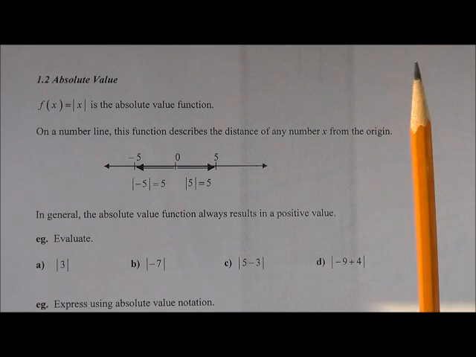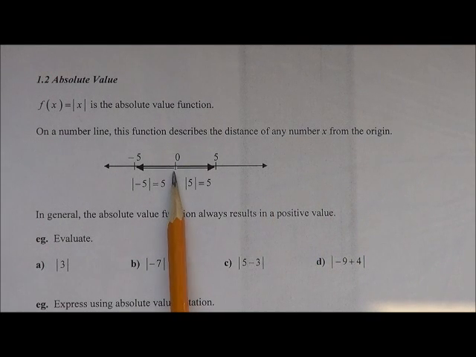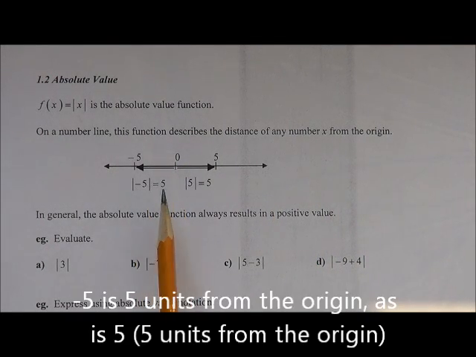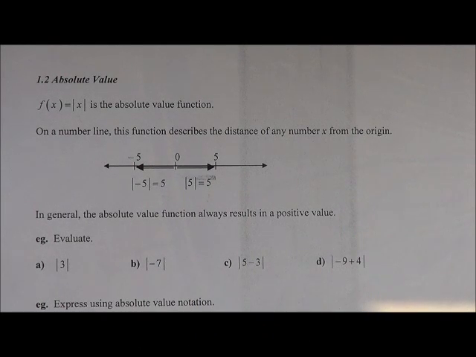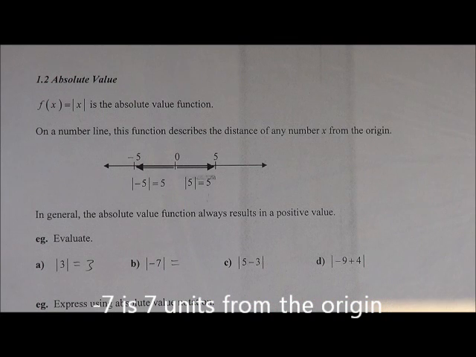On a number line, basically it's saying that the absolute value is determining the distance from 0. So the absolute value of -5 is 5 units from the origin. The absolute value of 5 is also 5 units from the origin. Okay, so that's basically what it's doing, is saying just the distance from the origin. So then if we evaluate these, we're just saying, well, how far are these values from the origin? Well, the absolute value of 3 is 3 units from the origin. Absolute value of -7 is 7 units from the origin.